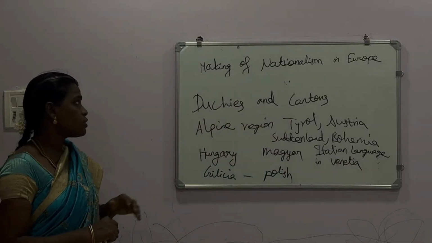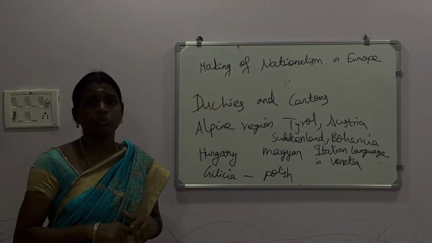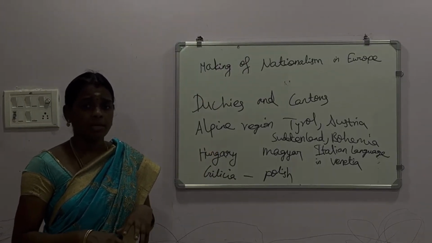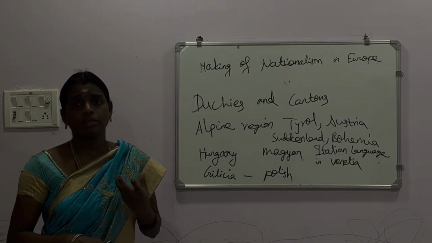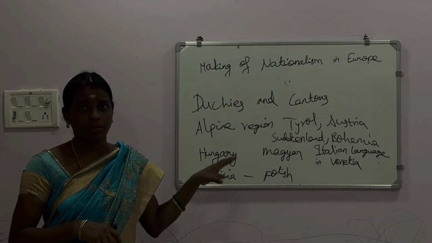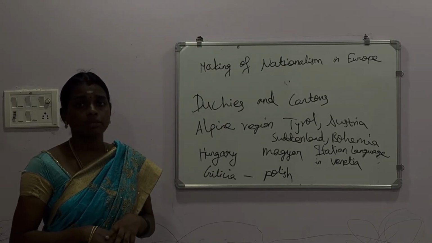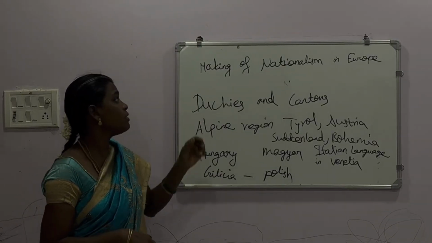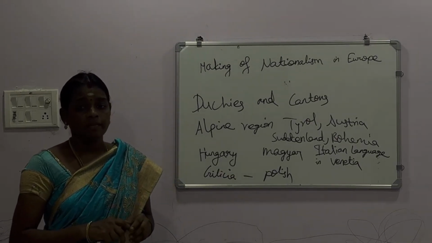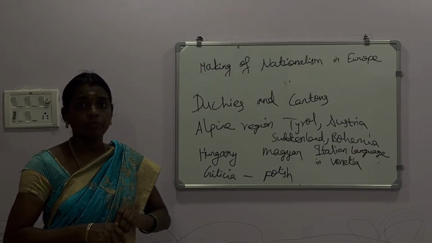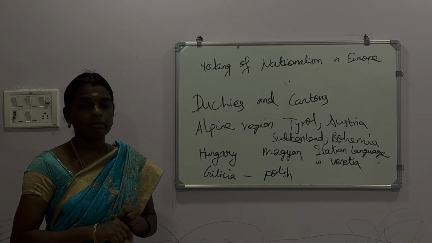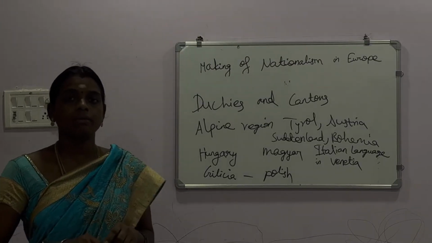So these were some points we studied under that. But one more thing I want to highlight is that there was no unity among them. They were united only under the rule of the king. Otherwise, they didn't show any unity among themselves. This was the information under the making of nationalism in Europe. Then the next side heading will be the middle class. The topic will be nationalism and the middle class.